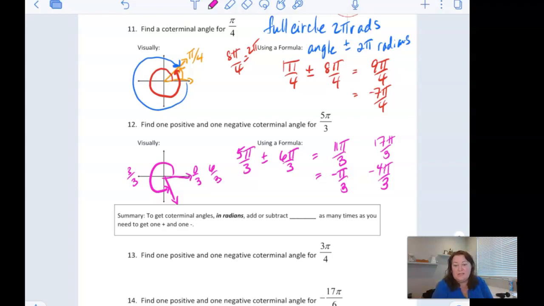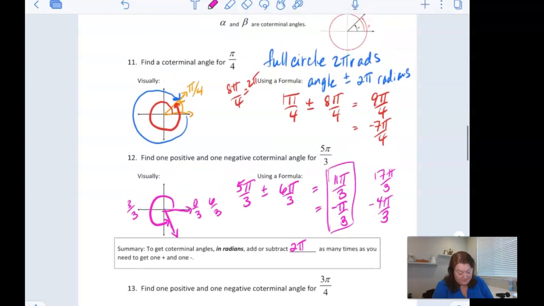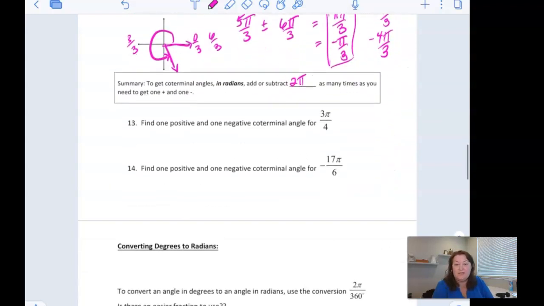All right, so in summary, to get coterminal angles in radians, we just add or subtract 2 pi radians as many times as you need to get a plus and a minus one. Okay, so if we want one positive and one negative, there's one positive and one negative. However, the 17 and the negative 4 are also a positive and a negative. Awesome. Okay, on to 13.